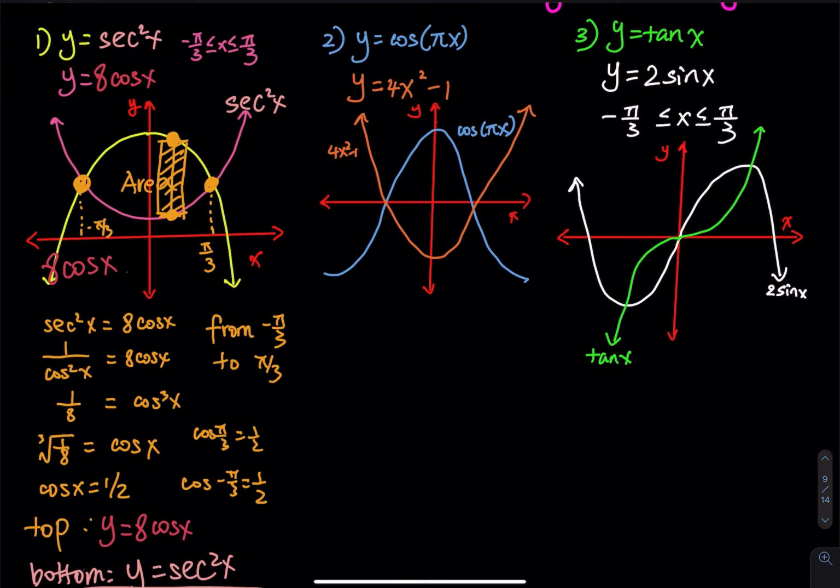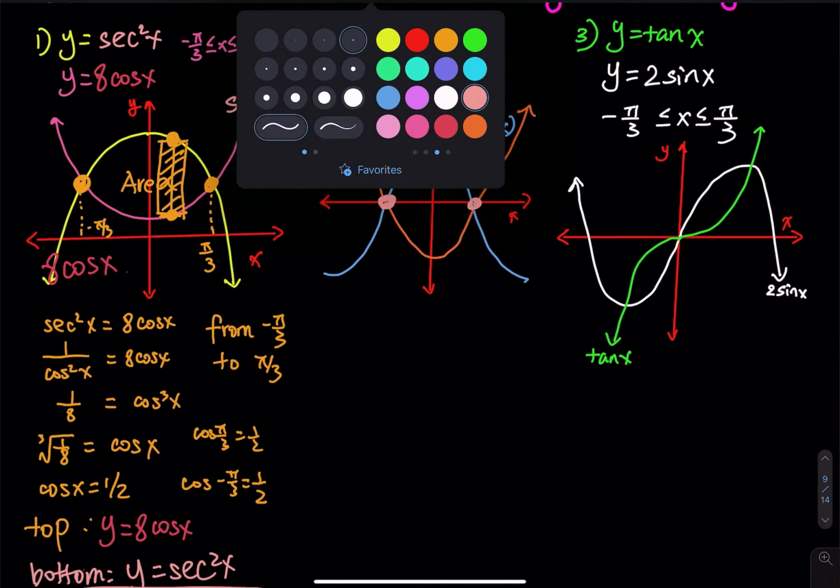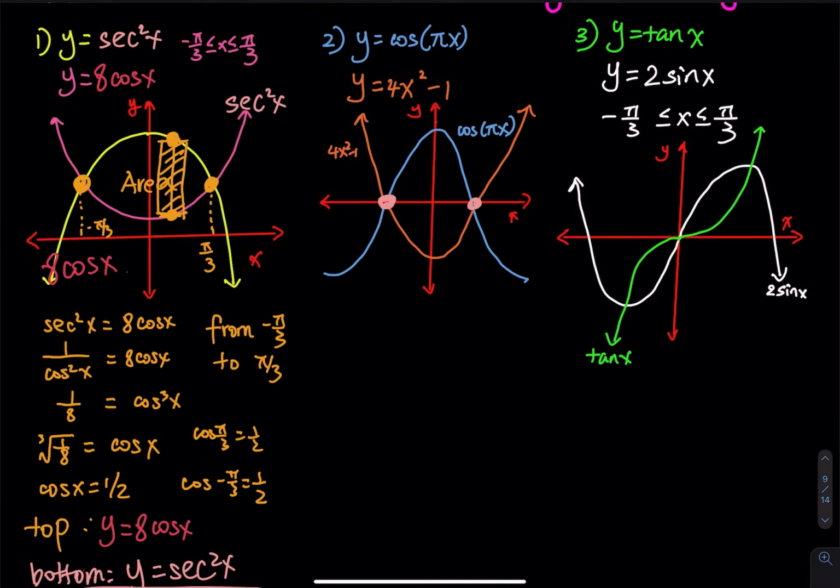So first of all, we have to figure out the intersection. So the intersection, we have two intersections, one right here and then one right there. But if you set them equal, you have 4x squared minus 1 equals cosine pi x. I don't recommend you to go this way because this is hard to solve. Okay, let's try something else.